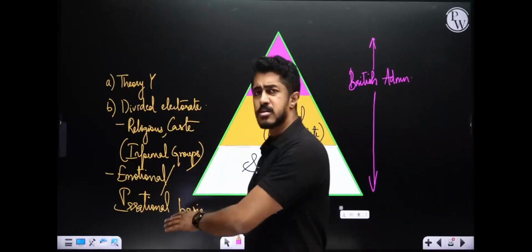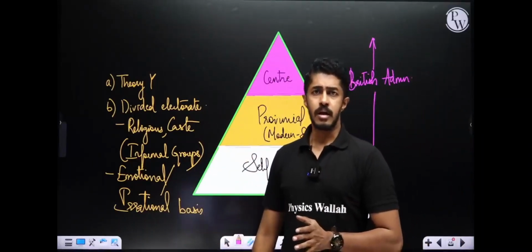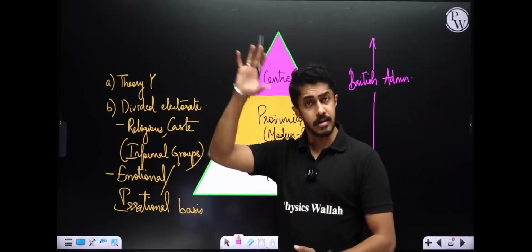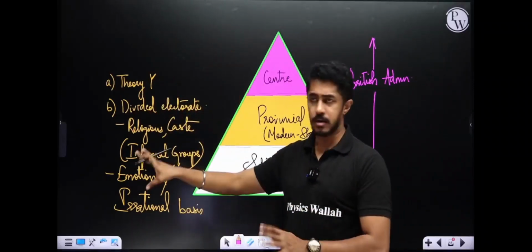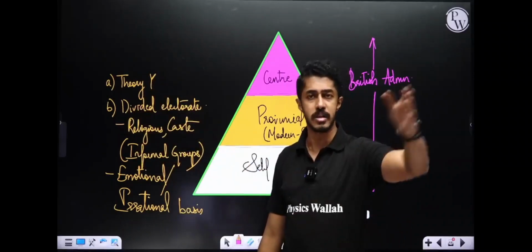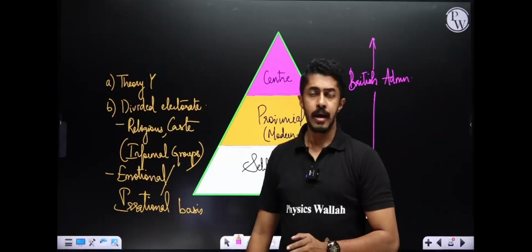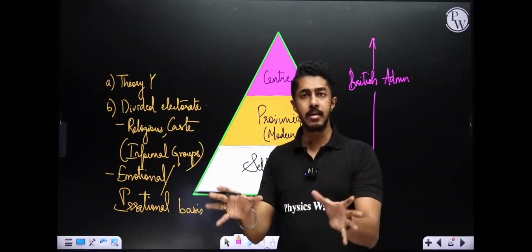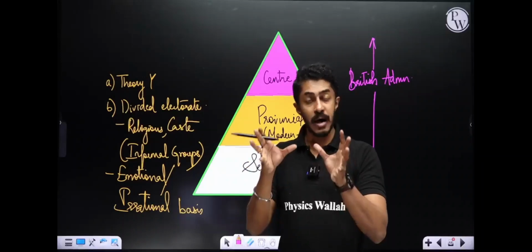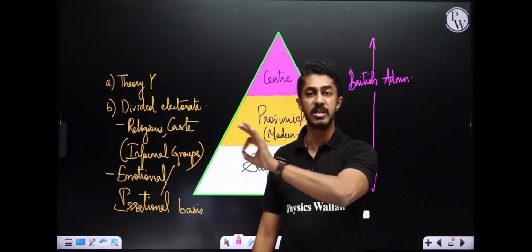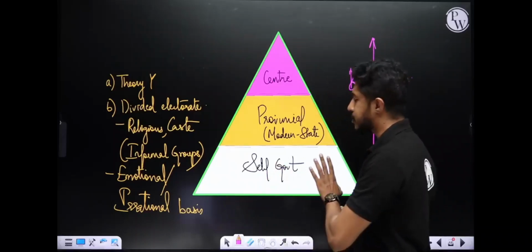The British understood this very, very well. Even though all these theories came later, be it Theory Y or informal groups, the British understood what Indian psychology, mass psychology, was running on. So they played to that.